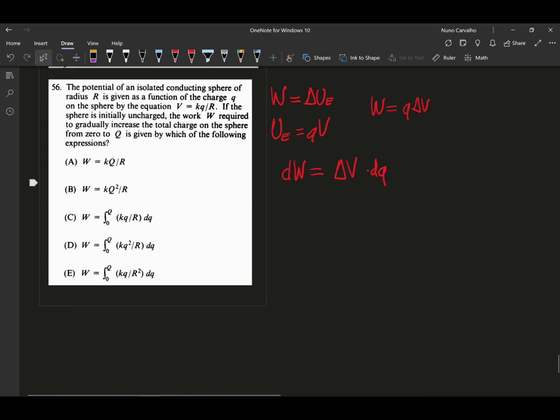Okay, so we're moving a little charge to a voltage here. That's the work that it requires, which is to say if we then are to integrate this, we are going to get work when we integrate the dW. But so this V, we can just plug in what we have from the formula to get something like this. And what are we integrating it from? Since we're doing it in terms of Q, we're doing it from 0 to big Q, which is given to us in the problem. And so that's exactly going to be answer choice C.